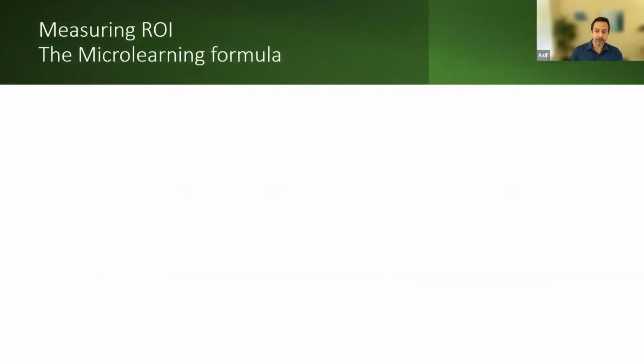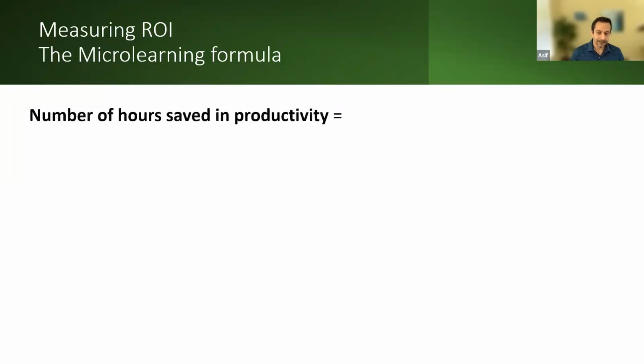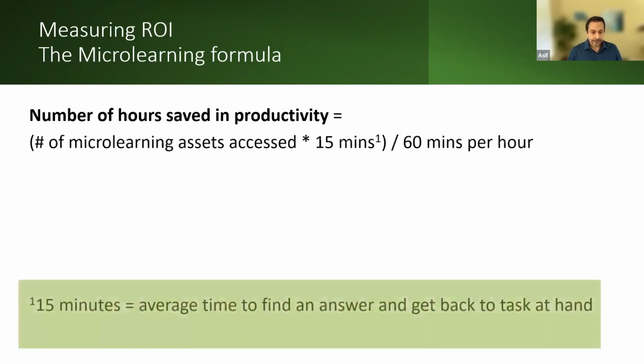Now, this formula works for microlearning and contextual microlearning, both, okay? So hang with me here, it's going to get a little complicated. Number of hours saved in productivity: the number of microlearning assets you've made available times 15 minutes divided by 60 minutes per hour. Now, 15 minutes because, as I mentioned before, usually the context switching that happens takes 15 minutes of downtime when you're looking for an answer. That's the reason for that.